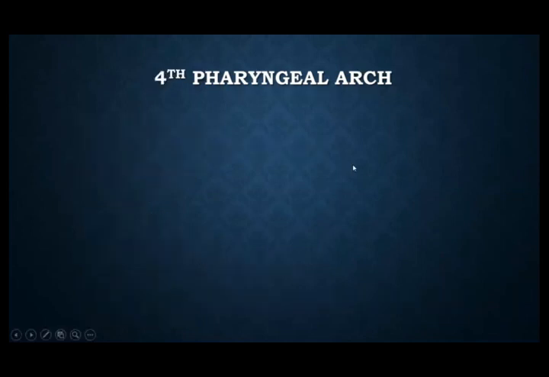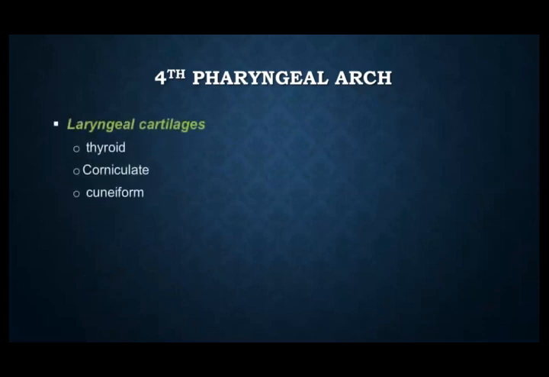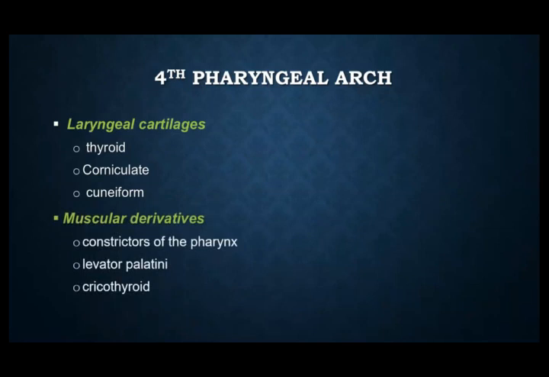Now coming to the fourth pharyngeal arch, you will see different portions of the neck that develop in it. First of all are the laryngeal cartilages, which you will know if you have studied anatomy. These are the thyroid, cuneiform and corniculate cartilages that develop from the fourth pharyngeal arch.